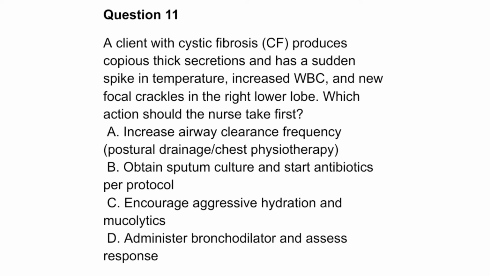Question 11. A client with cystic fibrosis, CF, produces copious thick secretions and has a sudden spike in temperature, increased WBC, and new focal crackles in the right lower lobe. Which action should the nurse take first? A. Increase airway clearance frequency, postural drainage/chest physiotherapy. B. Obtain sputum culture and start antibiotics per protocol. C. Encourage aggressive hydration and mucolytics. D. Administer bronchodilator and assess response.